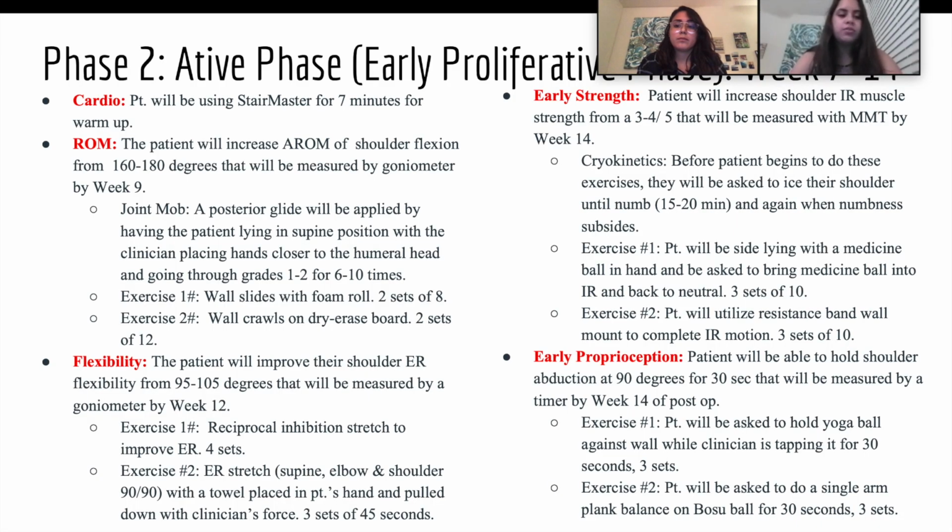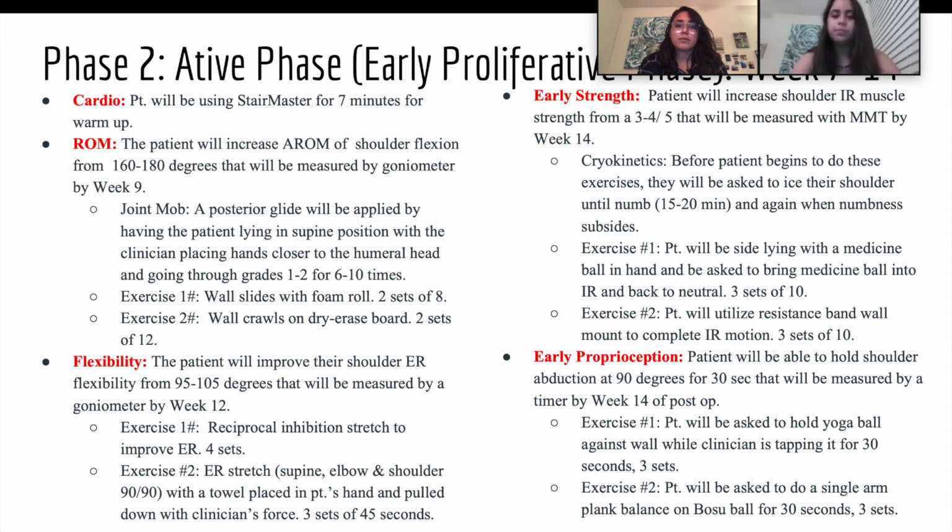This will be repeated 4 times. Our exercise 2 is an external rotation stretch with a towel placed in the patient's hand and pulled down with the clinician's force for 3 sets of 45 seconds. Our justification is that we are stretching the shoulder into external rotation, which will allow the shoulder to improve in this motion.